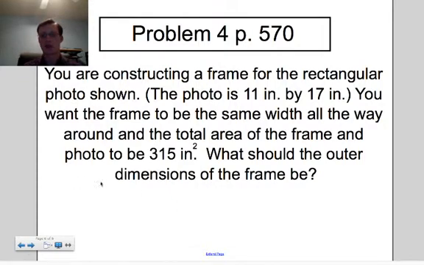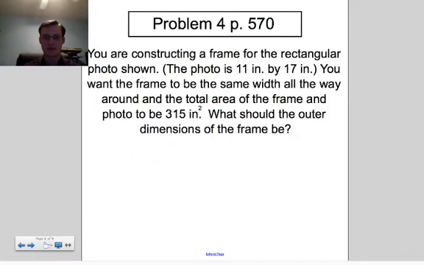Okay, now let's look at an applied problem. This is courtesy of Pearson Education in the Common Core Algebra 1 book. Now, you're constructing a frame for the rectangular photo shown. Photo is 11 inches by 17 inches. You want the frame to be the same width all the way around and the total area of the frame to be 315 square inches. What should the outer dimensions of the frame be?